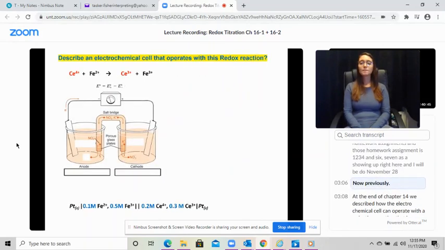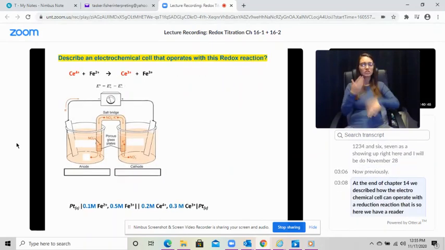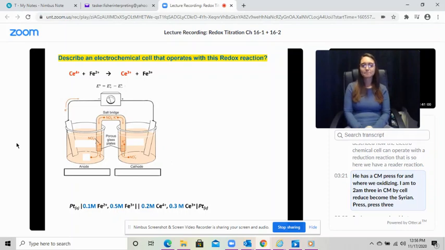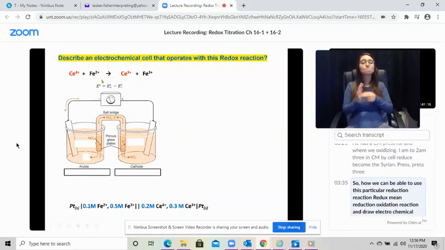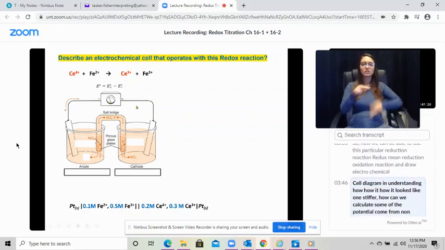Now, previously, at the end of chapter 14, we described how the electrochemical cell can operate with a redox reaction like this. So here we have a redox reaction. It has cerium plus 4 oxidizing iron 2 to iron 3, and cerium by itself is reduced to become cerium plus 3. So how are we going to use this particular redox reaction? Redox means reduction oxidation reaction, and we draw an electrochemical cell diagram and understand how it looks.